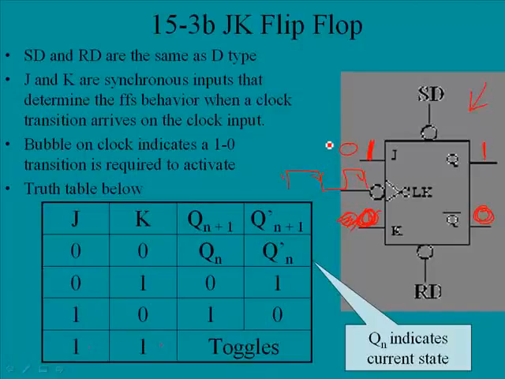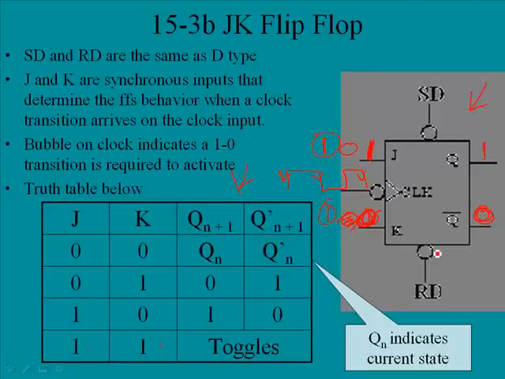Now, if we have a 1 and a 1, this is a unique part of a JK flip-flop. If you have a 1 and a 1 here, the output is going to toggle, meaning that it's going to change states on every single clock pulse. So if on this negative going edge, this is a 1 and a 0, on the next edge, it's going to be 0 and 1, and then 1 and 0, 1 and 0, 0 and 1, 1 and 0, on and on and on. So it's going to change states every time that there is a valid edge to clock it.